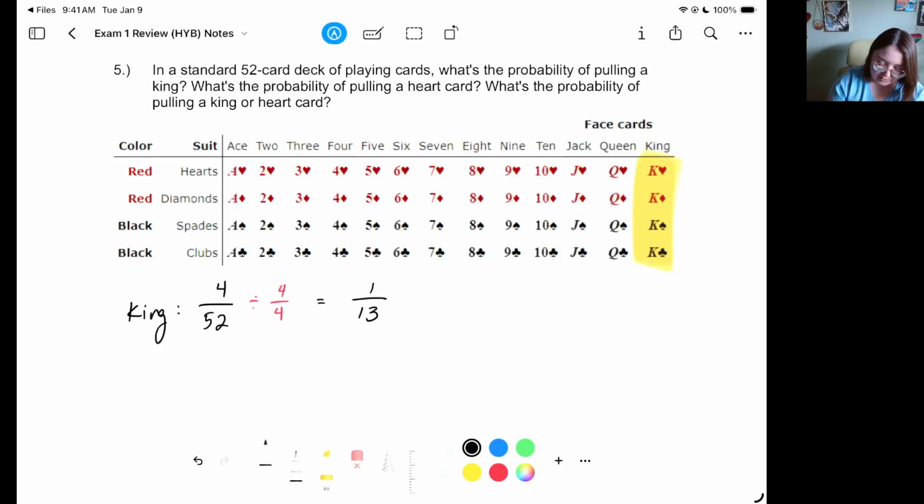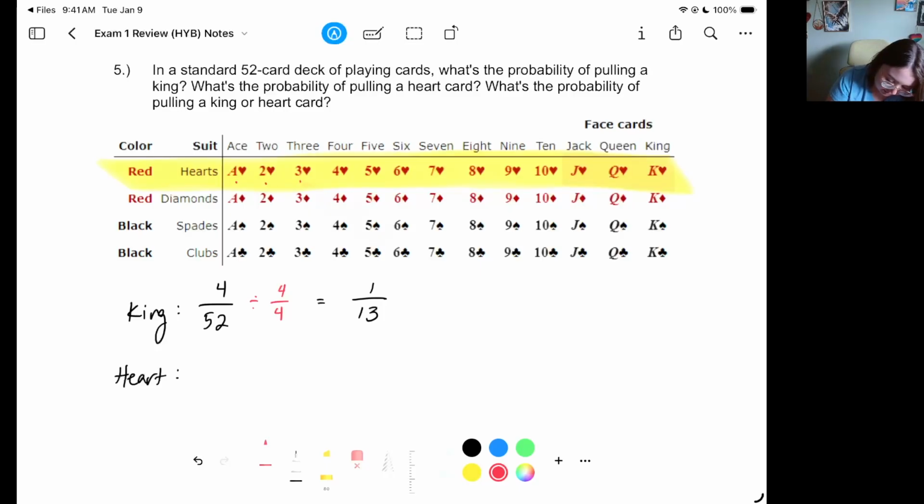All right, then our next one, what's the probability of pulling a heart card? So now we're looking at the heart cards. So our heart cards are any one of these. If you know how many cards are in a suit, then you already know this. But if you don't already, then you can count them. We have the table, so we can just count them up.